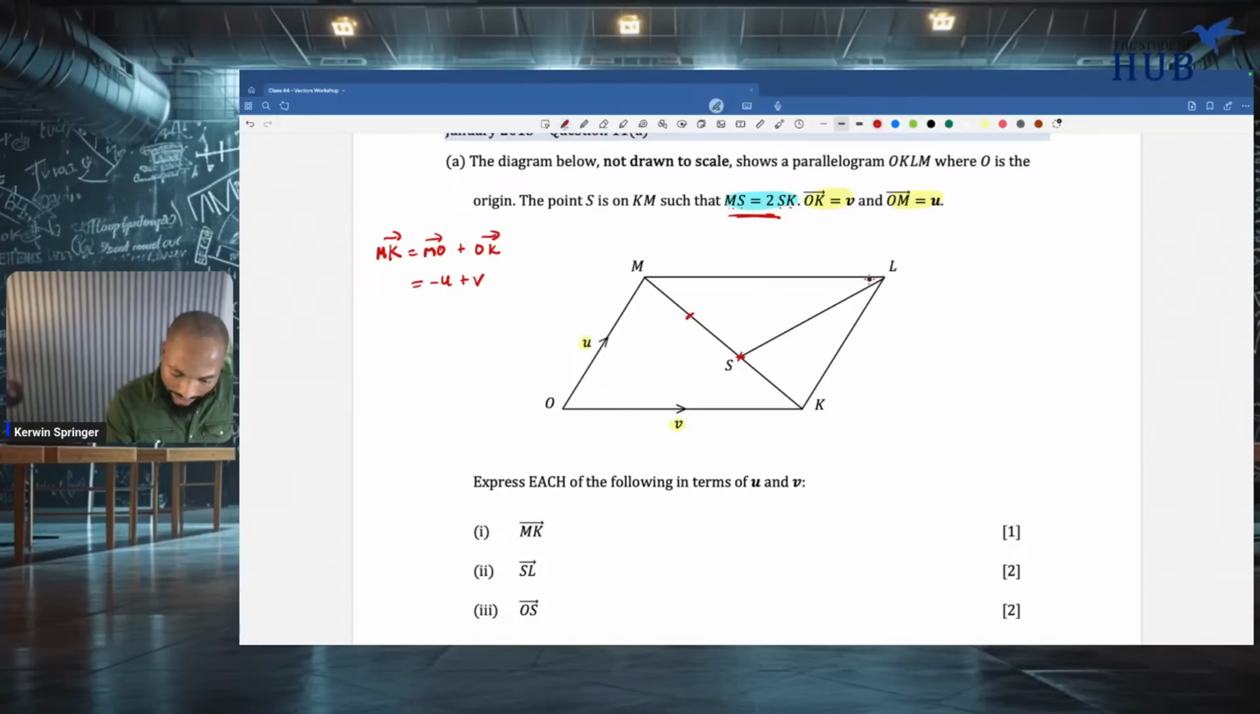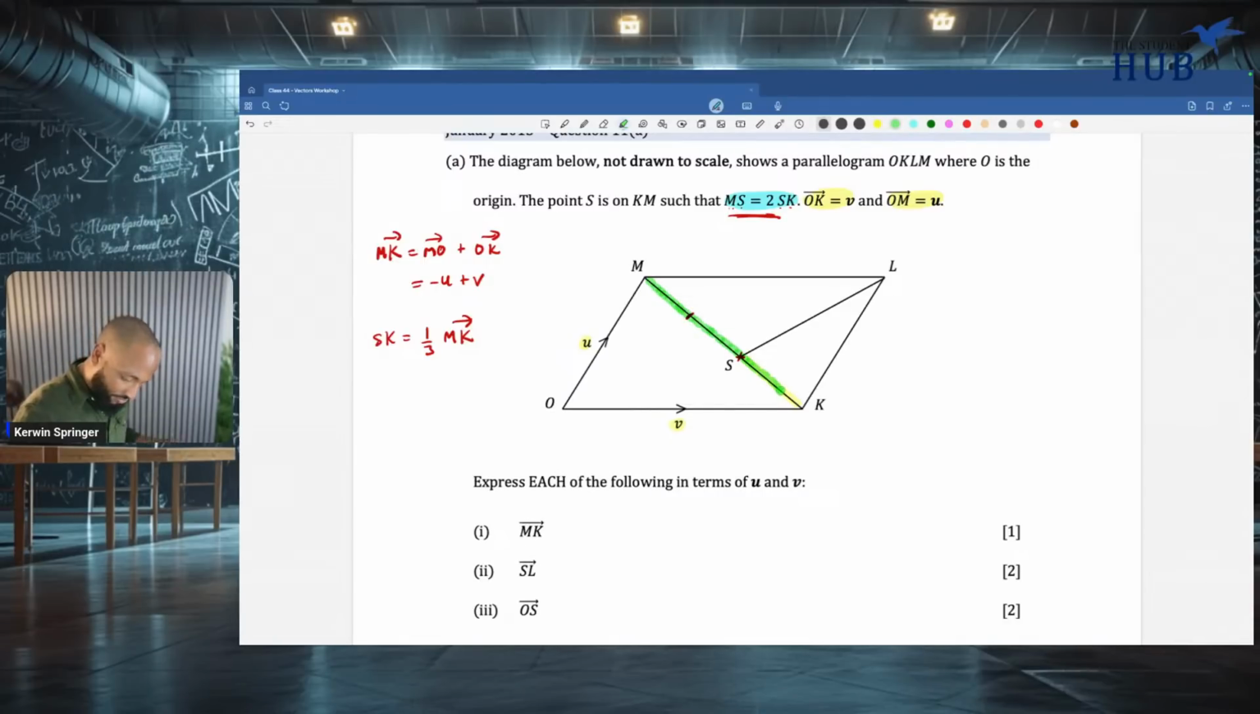So how do we find what SL is? Well, if MS is 2 times SK, it means SK is 1/3 of the way along what we just got for MK. Tell me if you understand why. SK is 1/3 of the whole thing MK is. So SK is 1/3 of MK.